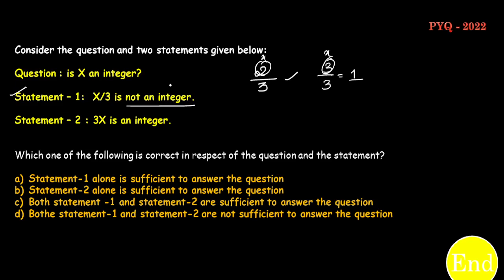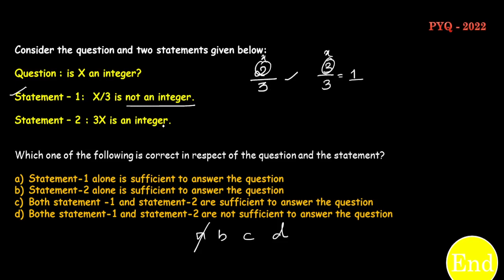Is it clear? Next, we had 4 options: A, B, C, D. Look at this. Option A is statement 1 alone is sufficient. That is not the right answer. If statement 1 alone is not the right answer, let's go to statement 2.